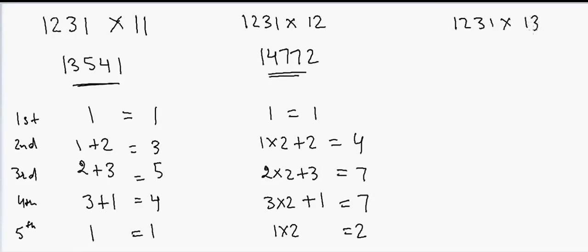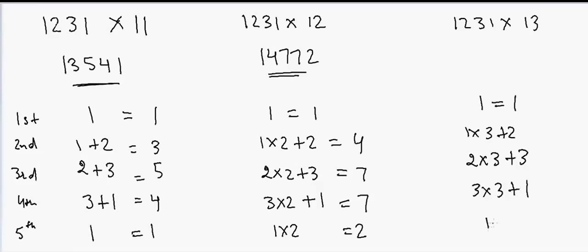Again, if I have to multiply by 13, then the answer will be 1 into 1, 1 into 3 plus 2, 2 into 3 plus 3, 3 into 3 plus 1, and 1 into 3. So that will give me 3 plus 2 is equal to 5. 3 into 2 is 6 plus 3, 9, and 3 into 3 is 9 plus 1, 10. So here we have 10 and here we'll have 3.